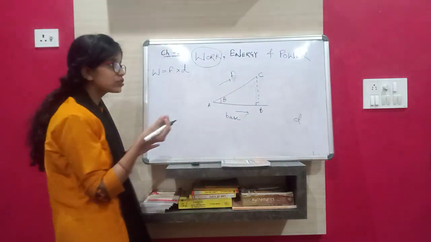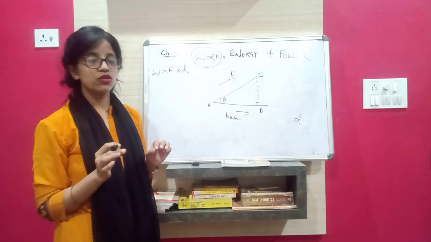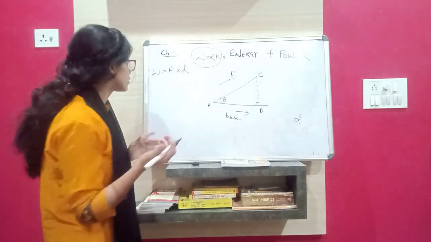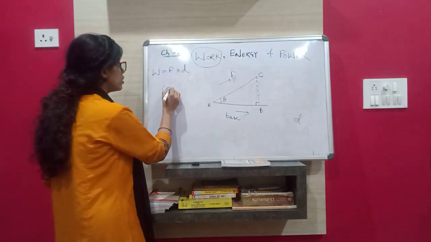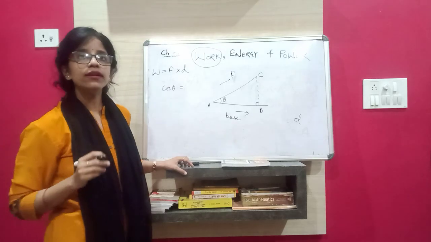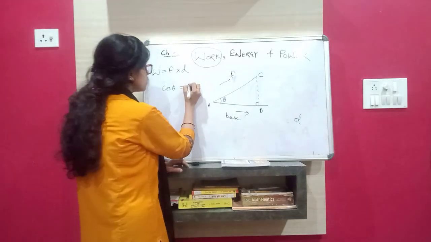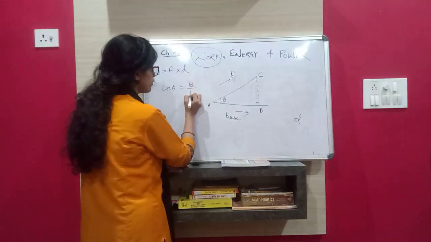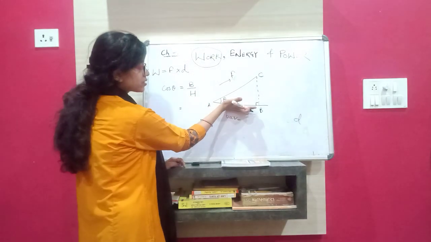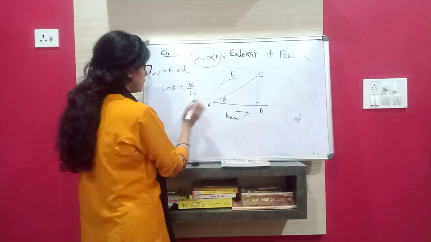If I ask you for a trigonometric ratio which relates hypotenuse and base, that would be cos theta. If you can recall, cos theta is actually base upon hypotenuse, as we have already learned. What is our base? This is our base. Base is AB.